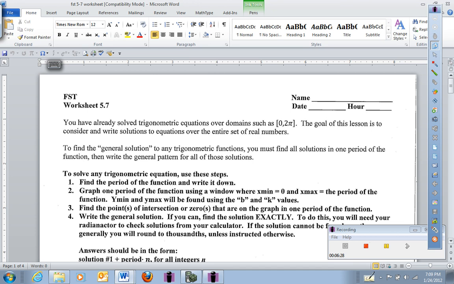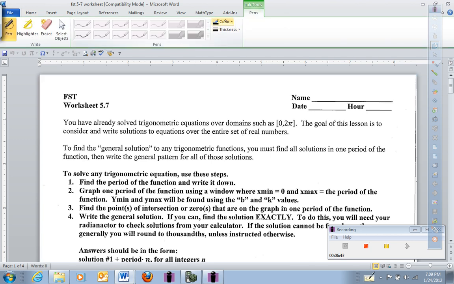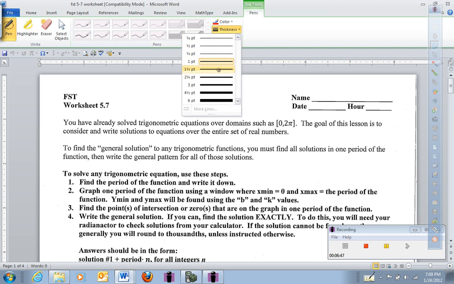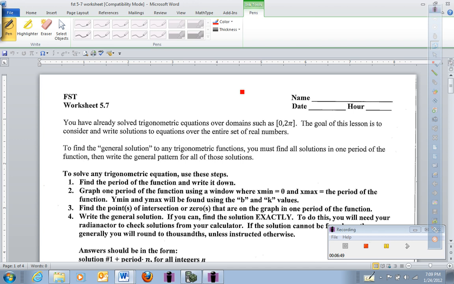The goal of this lesson is going to be to consider and write solutions to equations over the entire set of real numbers. We know that the graphs of the sine and the cosine and the tangent can go on in all directions toward negative and positive infinity. So we want to find what's called the general solution of any trigonometric function. To find this, you have to find all the solutions in one period of the function and then write the general pattern for all of the solutions. So we're going to find them in one period and then generalize them.